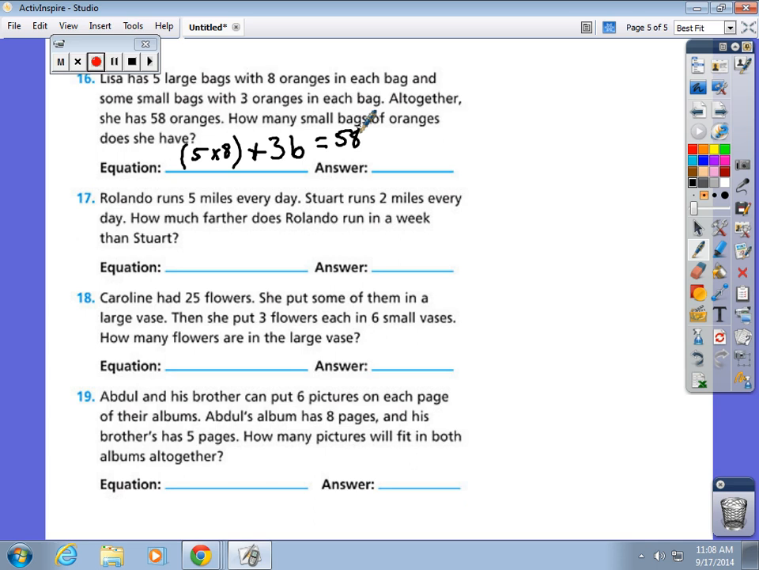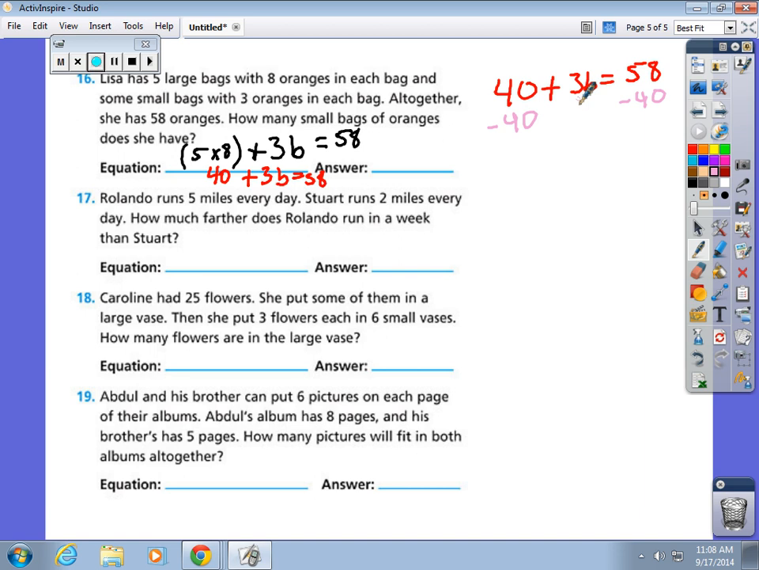Alright, so that's a little bit of a long one here. We know that 5 times 8 would go first because it's in parentheses. 8 times 5 gives me a 40. 40 plus 3b is going to equal 58. Now, I think I want to go up to the side. Rewrite that. 40 plus 3b equals 58. Now I have a little more room to work. I know that I got to figure out what b is. And I know this is a little bit tough right now. So let's go ahead and subtract 40 from both sides. That's going to isolate our variable.